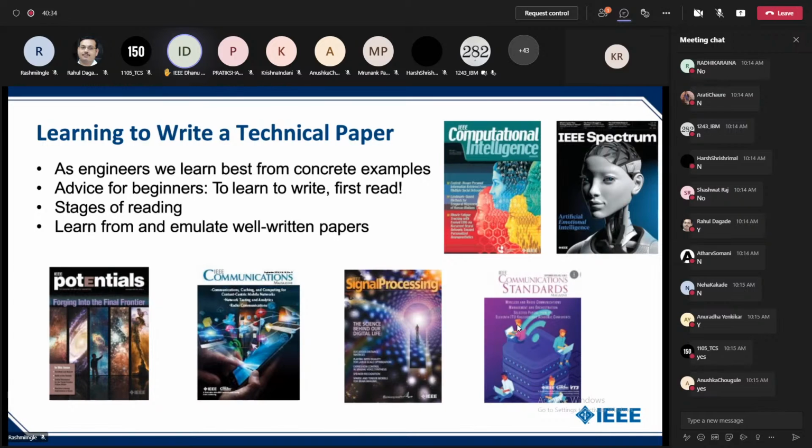Also, as we start reading papers, we really learn from and emulate well-written papers. So we actually get to know the flow of the paper. This will help us understand, okay, this is how an article is written. Okay, this is the flow. And you can also highlight. This is how we actually learn from experiences. Next slide.